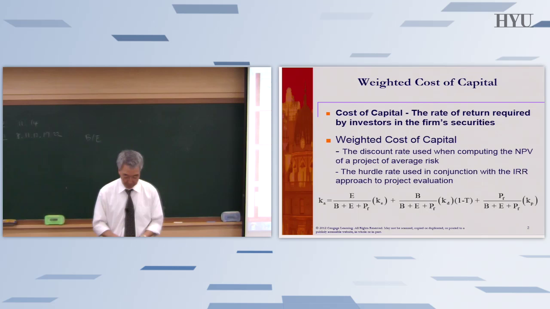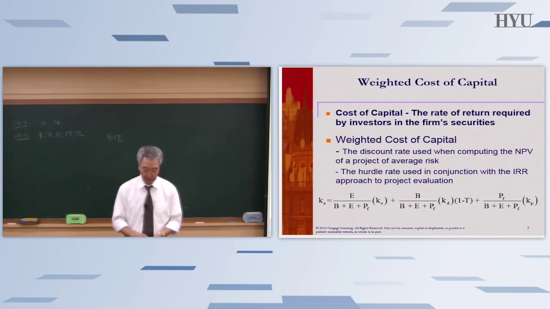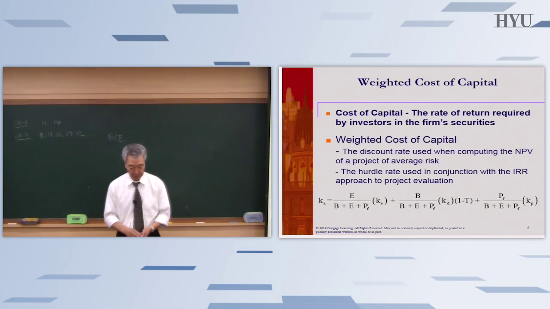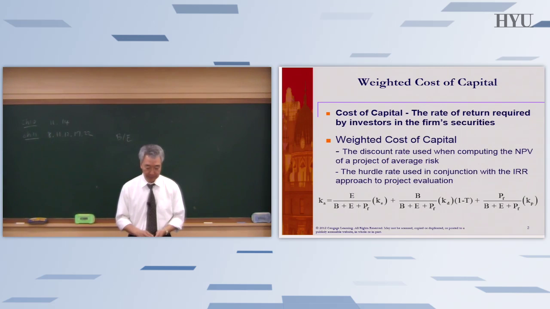So cost of capital, remember, we're talking about the rate of return required by investors in the firm's securities. Weighted cost of capital or weighted average cost of capital, WACC, is typically what we say. And this is the discount rate used when computing the net present value of a project of average risk.